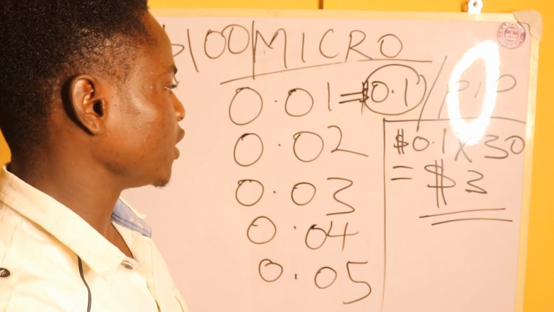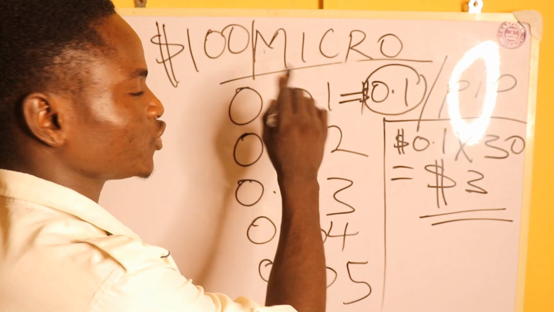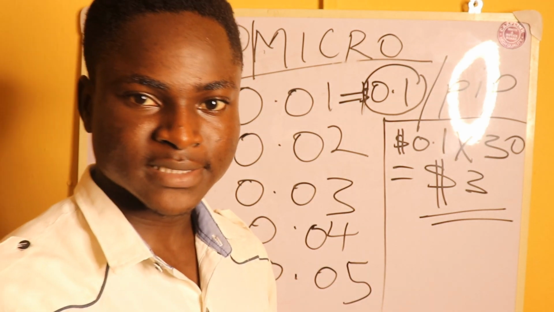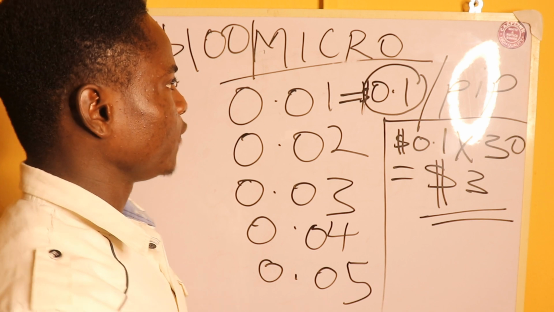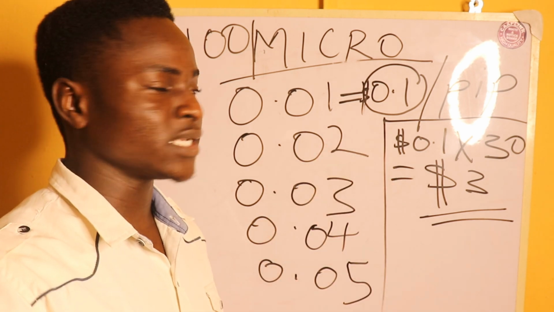So right here is what we refer to as the micro lot. Always start with the 0.01 lot size on your $100 account, based on the fact that if you go down to a mini lot size, you will understand much better as we progress in the class, right?